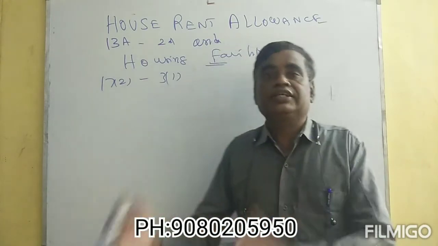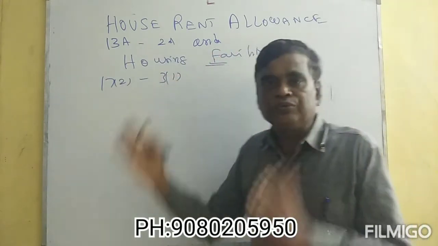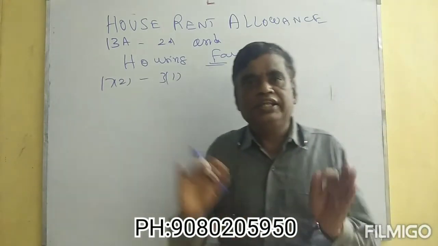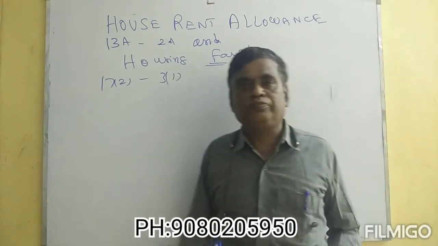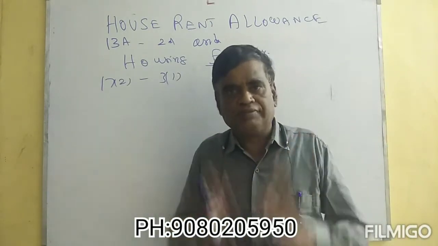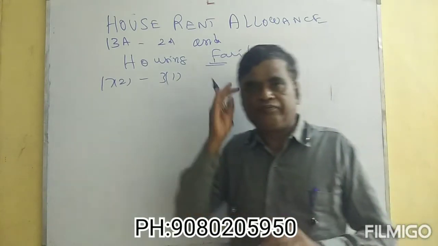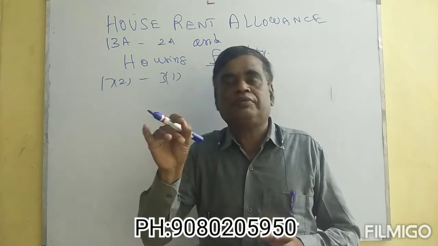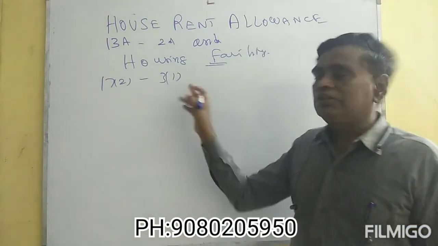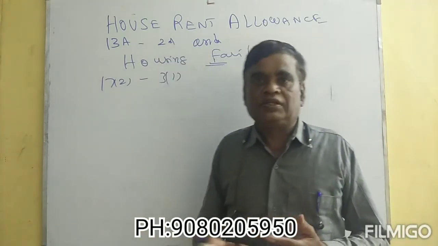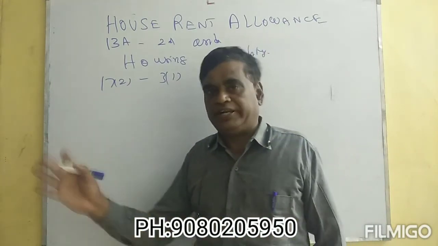Okay. In the case of housing accommodation, section 17(2) rule 3(1) deals with valuation of housing accommodation. So please understand, in the case of allowance, we are calculating the exempted amount, but in the case of perquisite, we are calculating the valuation of the perquisite to be included in the gross salary. Accordingly, rule 3(1) states how the value of the housing facility is to be determined.